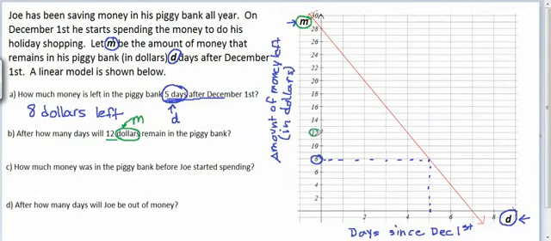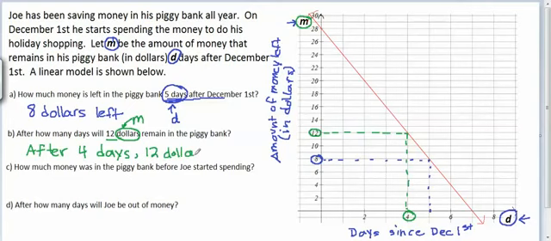So I go to that value of 12 on the M axis, and I go across to where it lines up with my line, and then I look down and see that my answer, my corresponding D value, is 4. What does that 4 represent? It represents 4 days since December 1st. So after how many days will $12 remain? After 4 days. And a really good answer would say after 4 days, $12 remain.